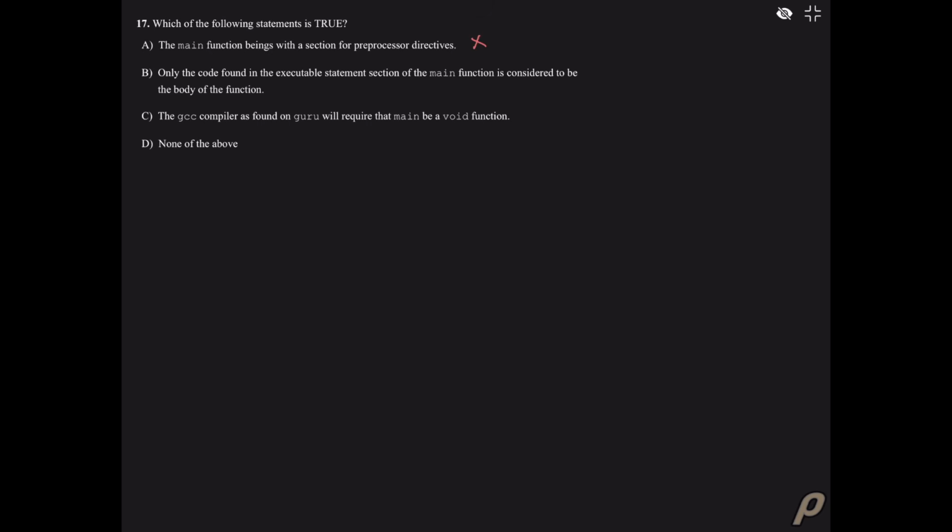and we know that this is actually false, because these preprocessor directives, which are stuff such as pound include or pound define, actually occur above the main function. They do not occur within the main function. So anything that has these pound is a preprocessor directive, and it occurs above main. It does not occur in main. So this actually gets executed before the main function gets executed.